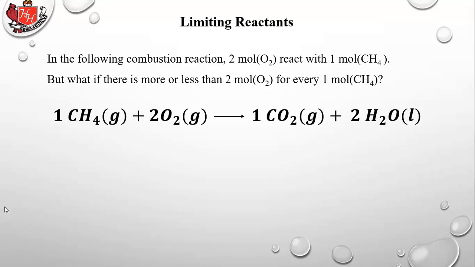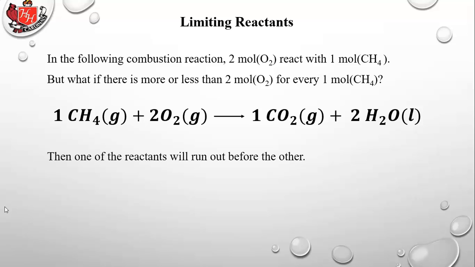If you have twice as much oxygen as CH4, whatever the number of moles is, they'll both run out at the same time. But what are the chances that that happens? You're almost always going to have either more or less than twice as much O2 as CH4. You might have 3 times as much O2 as CH4 or 1 times as much O2 as CH4. In either of those cases, one of the two is going to run out first. So we're going to learn how to deal with that situation.